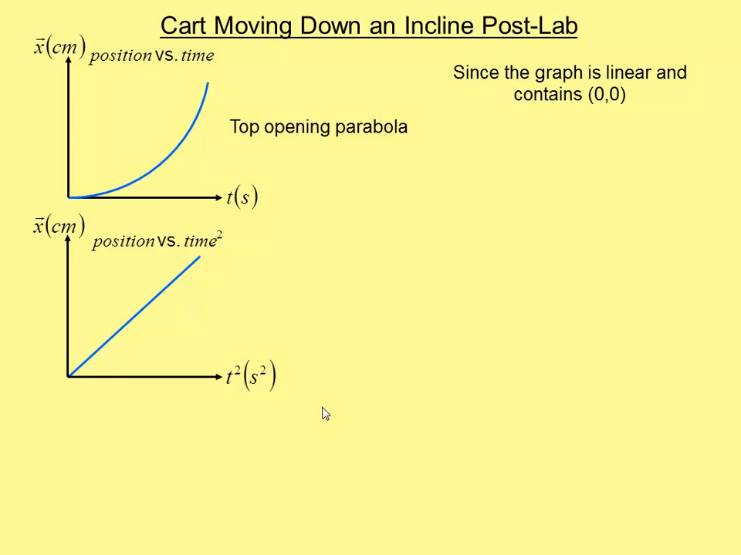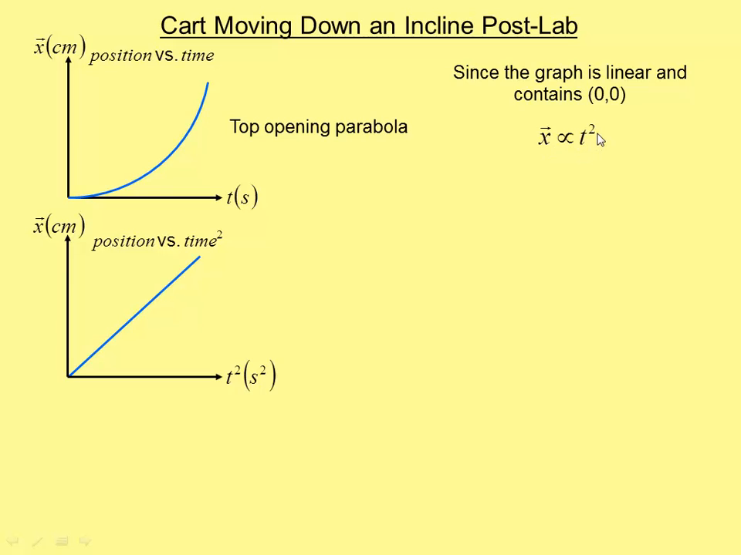And as we've seen in many other labs this year, when you graph two variables and they create a graph which is both linear and contains 0, 0, we can say that the two variables are proportional to one another. So this would be read as position is proportional not to time, but to time squared. Now what does that do to the relationship? Well, say for example that we allow the cart to roll twice as long. It's not going to have twice the position.